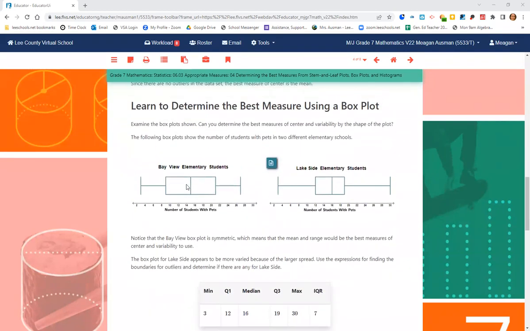Now the box plot's kind of nice because it's giving us the lowest number, the highest number, the median. Remember these lines here. These lines here are giving us the minimum, the maximum, the median, Q1, Q3. So the only thing we have to do is find the IQR. Okay. So it would be 21 minus 9.